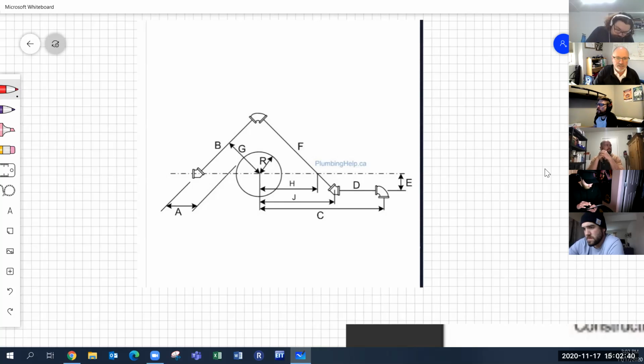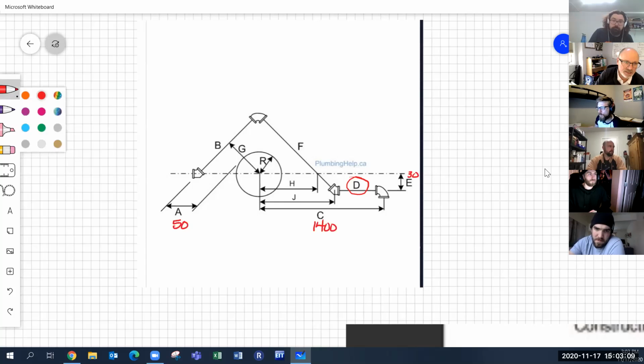So I'm going to say that in this picture, A is 50 millimeters. I'm going to say C is 1400 millimeters, and E is 30 millimeters. I want to then find out what D is right there. We want to find out what D is.